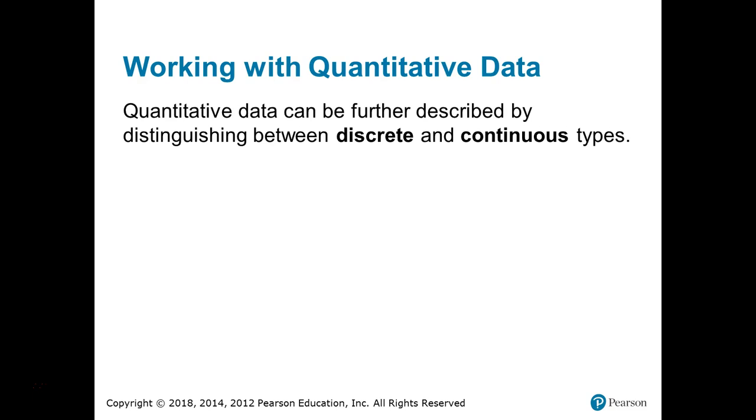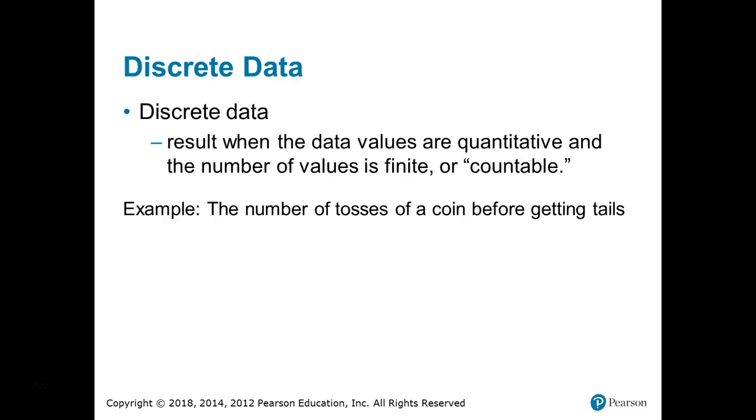So quantitative data can be described further by looking at either discrete or continuous types. Discrete data result when the data values are quantitative and the number is finite or countable. So, the number of tosses of a coin before getting tails. There is a direct, hard number that would be that answer.